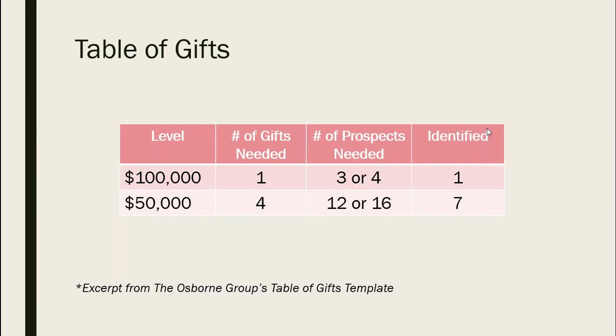If I don't know that I need 4 gifts at $50,000 and that's going to require 12 to 16 prospects, how do I even know what strategies I should implement? How do I even know how many visits I should be making a month? How do I even know, when I go to the board and ask them to identify prospects and open doors for me, if I don't have a table of gifts in place, what doors I need opened? So again, it's such a critical part of developing our strategy, developing our plan. So I wanted to make sure that I highlighted that.